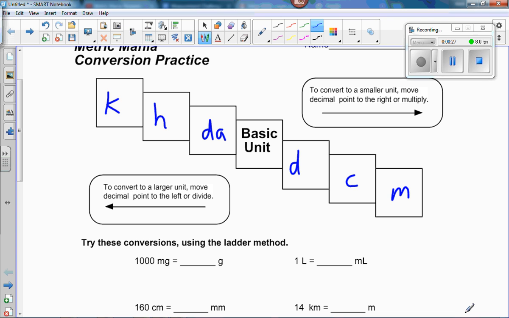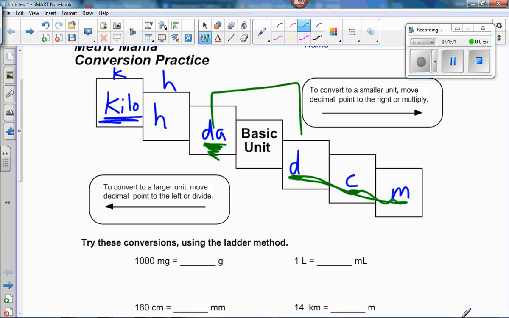So kilo is abbreviated with a lowercase k, and hecto is abbreviated with a lowercase h, and so on. The tricky ones are deca and deci because they both start with the letter D. So deca is abbreviated in the metric system DA, and deci is just simply D. Now, how are you going to remember that? Well, centi ends in I, milli ends in I, so deci ends in I. I guess that may help you out that these three here all have only one letter. So that's the first thing you need to know.